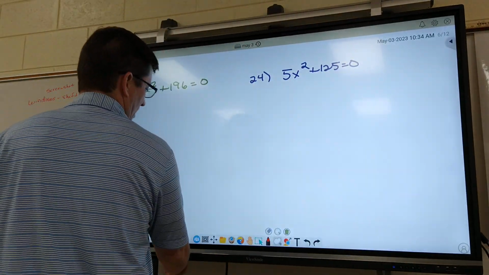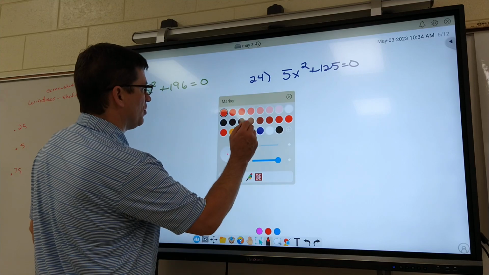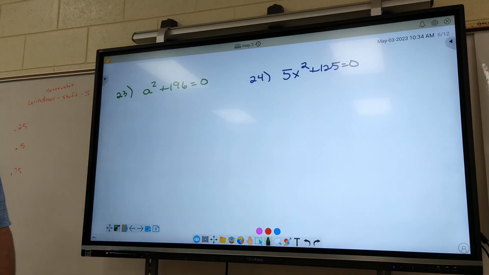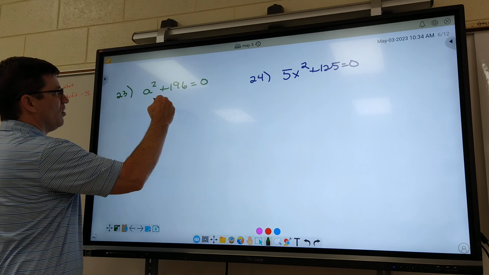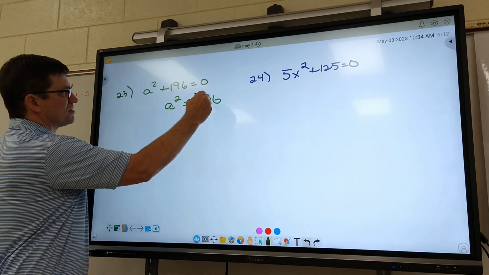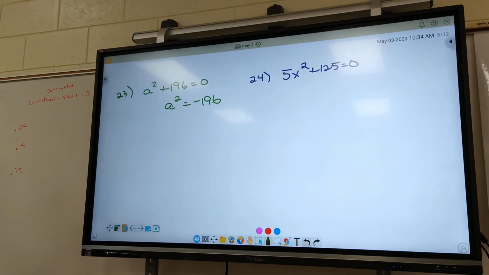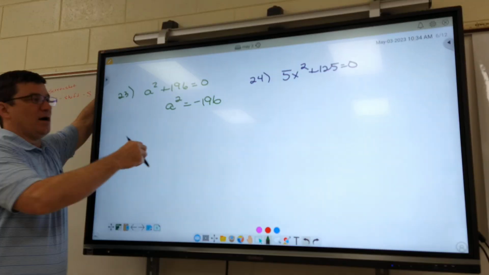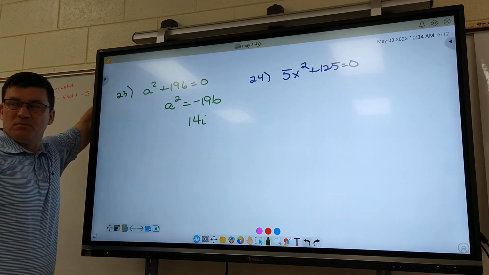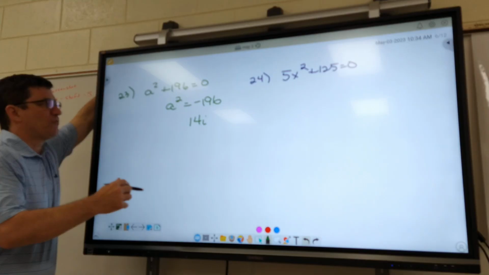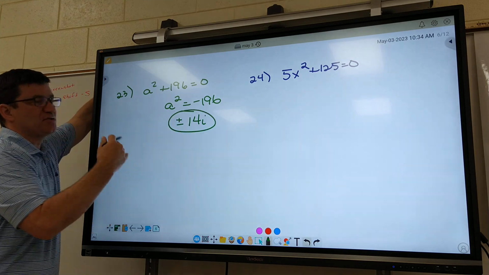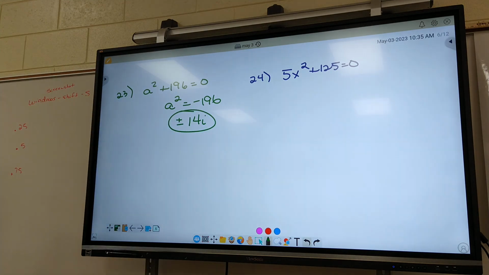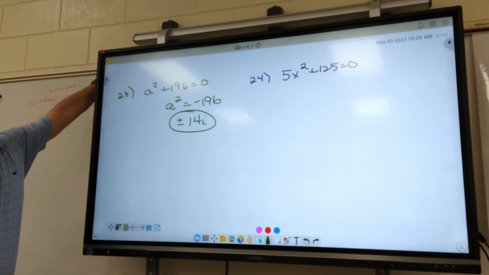They have an equal sign, all right? So we have to do it differently. So what do I move over first to solve for it? Good. Move it over. It becomes a negative 196. What's next? What's the square root of 196? 14, right? All right, so my answer is 14i. Where did the i come from? The negative. And don't forget, you have to put plus or minus on these two problems. When you solve and you take a square root of something, it's plus or minus. All right, so that's how you do 23.